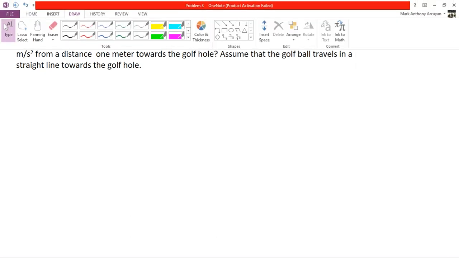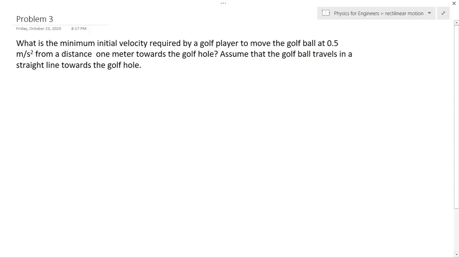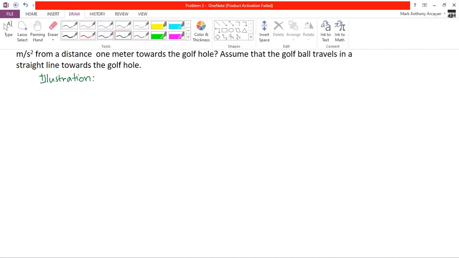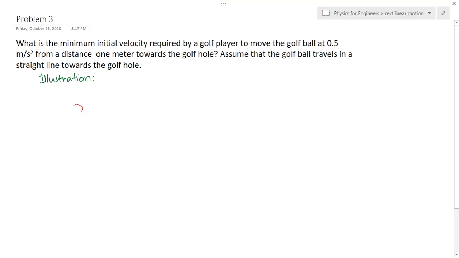Again, don't forget to illustrate. So we have an illustration. So let's illustrate. It says here, minimum initial velocity required by the golf player to move the golf ball. So meaning we have a ball here, then it is hit like in golf. Then it will move towards the hole.